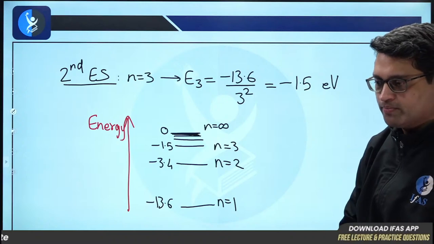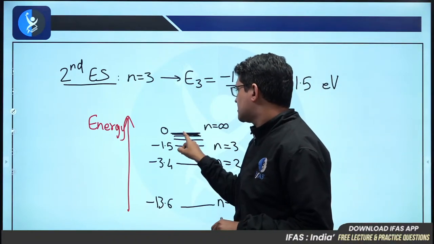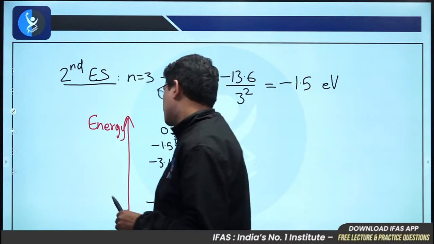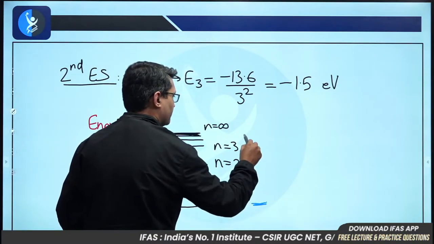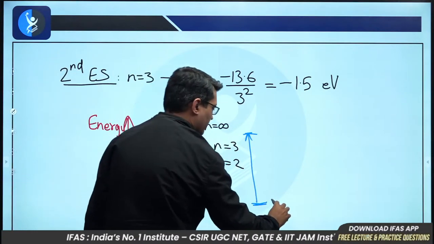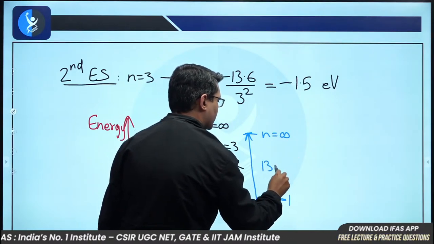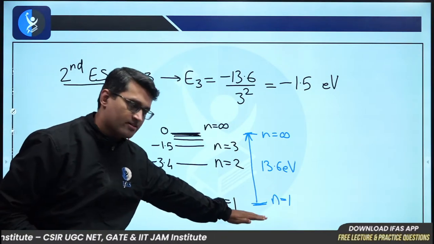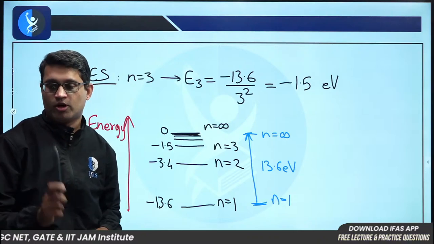Is this clear to all of you? Now, what I want you to tell me is what happens if the energy goes beyond 0. Suppose from this energy level, we go to 0, from n equal to 1 to n equal to infinity. This energy is 13.6 electron volts. What do you think will happen when there is a transition from 1 to infinity?